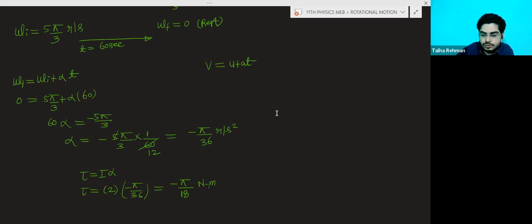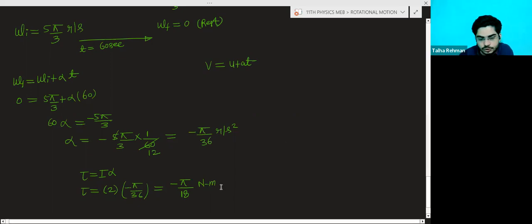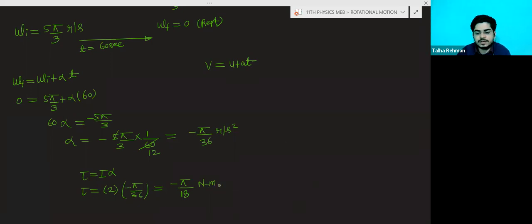So basically, you can say this negative sign of the torque is representing the resisting torque, or you can say opposing torque, resisting torque.